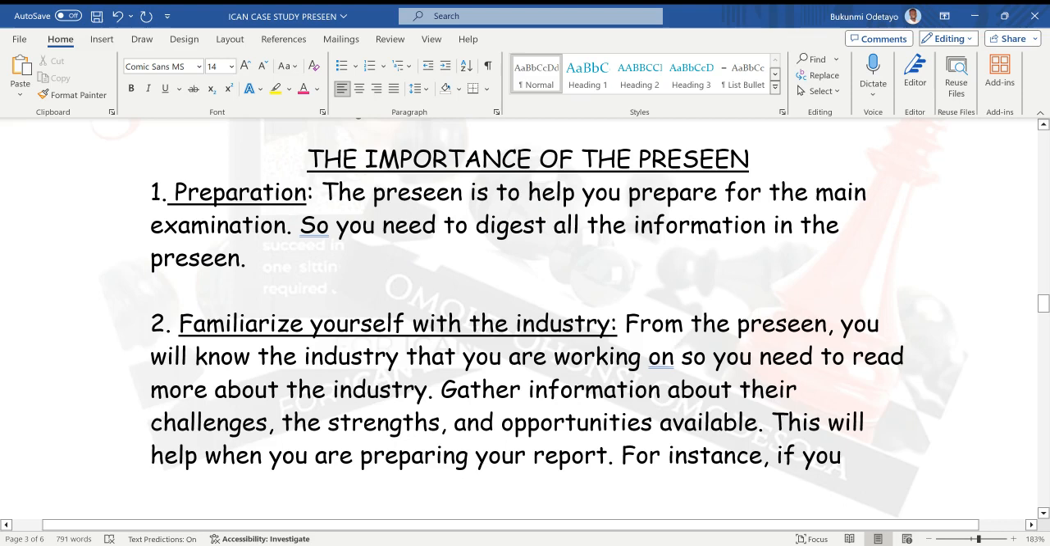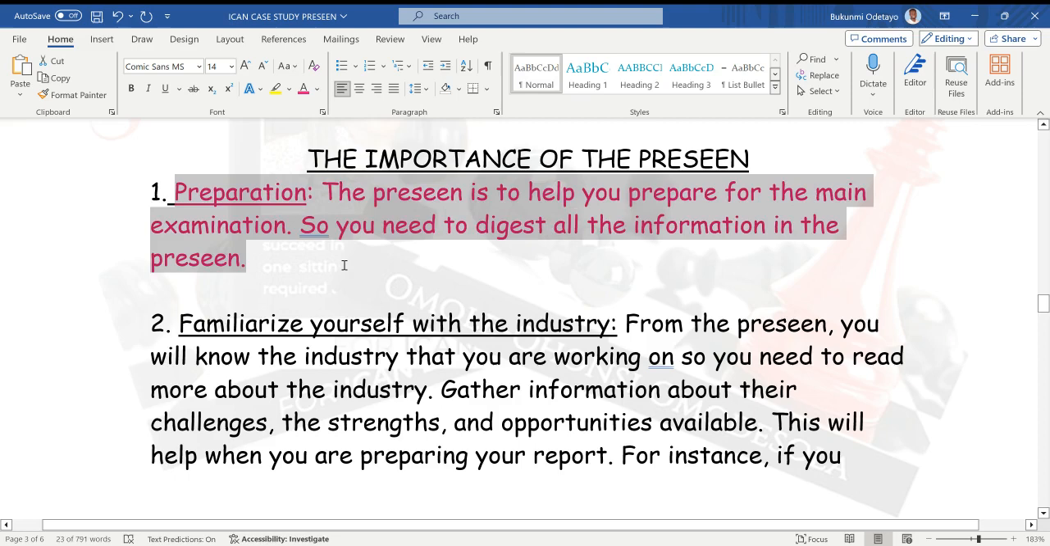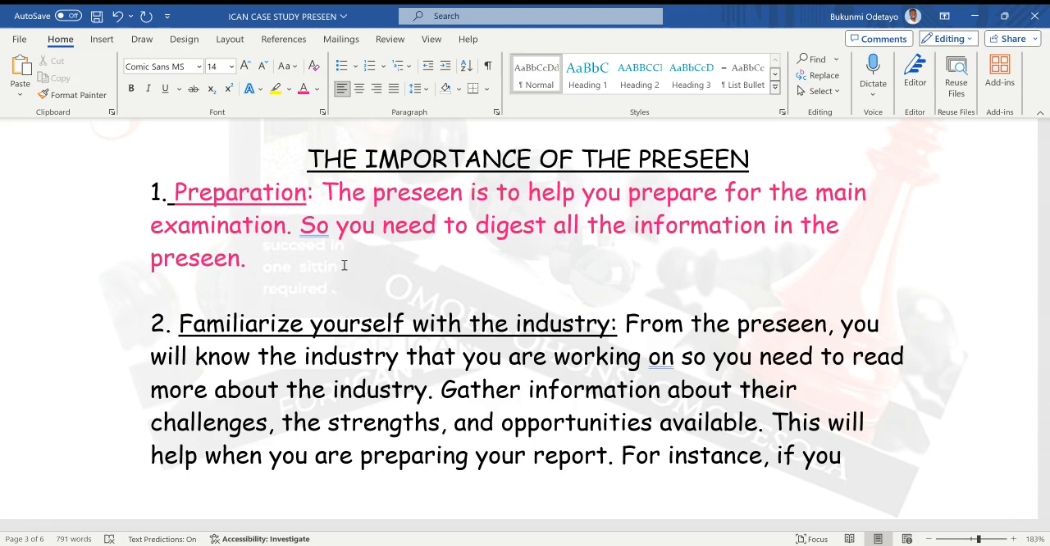So the first thing is preparation. Now the preseen is given to you to prepare. Please, the preseen is not given to you for decoration. It's given to you to prepare you for the exam. So you need to digest all the information, like digest it. And I always tell you, the dullest pen is sharper than the sharpest brain.